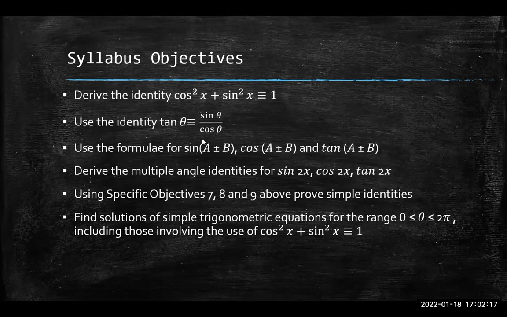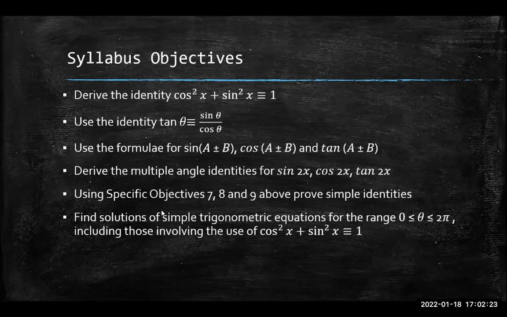So those are these 7, 8, 9. It's supposed to be to prove, right? To prove simple identities and find the solutions of simple trigonometric equations for the range theta is less than or equal to 2 pi, including those involving the use of cos squared x plus sine squared x is equivalent to 1. So all of this, if you didn't do it already, or if you have no idea what you're talking about, will seem very confusing.